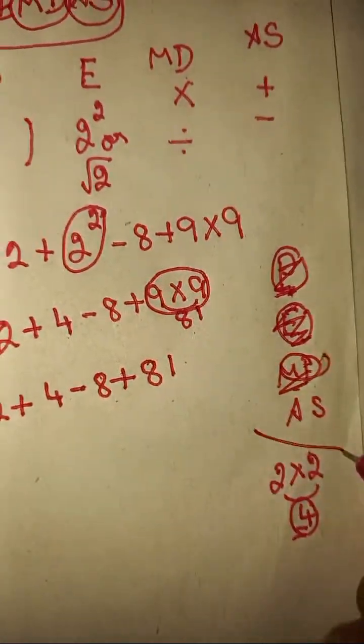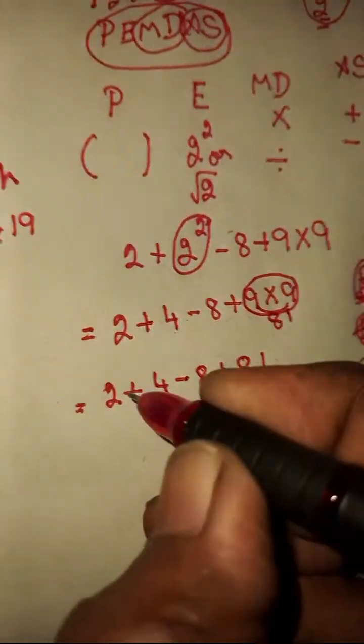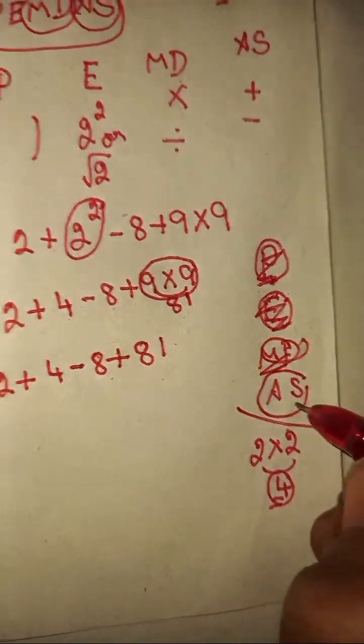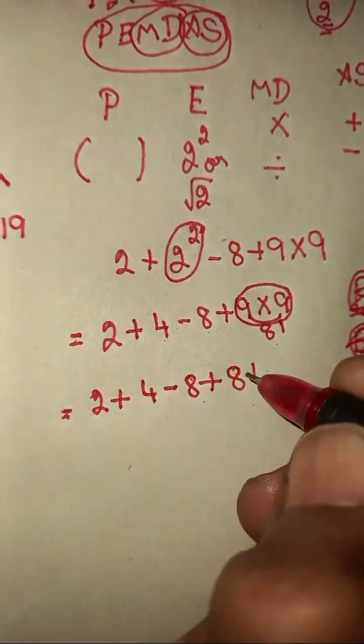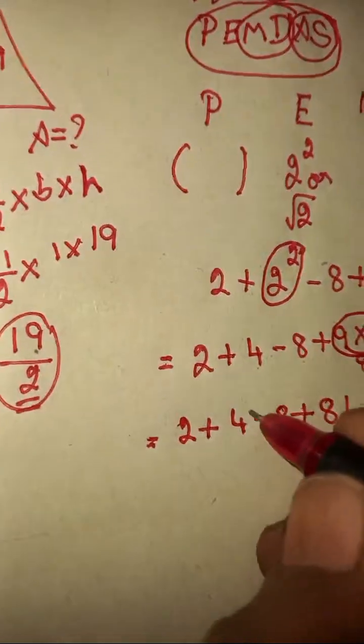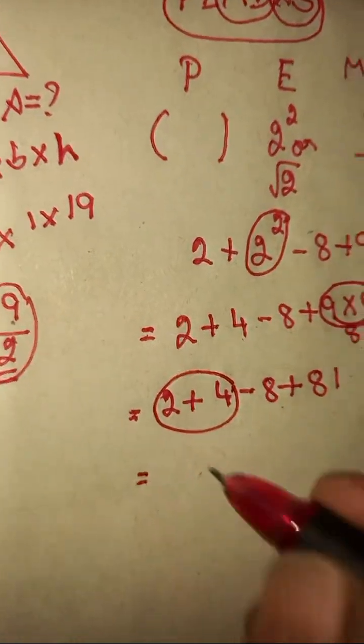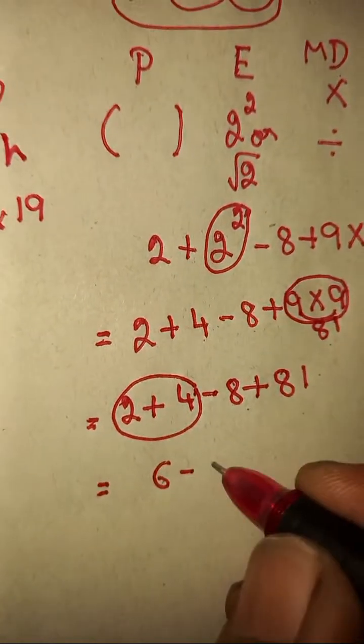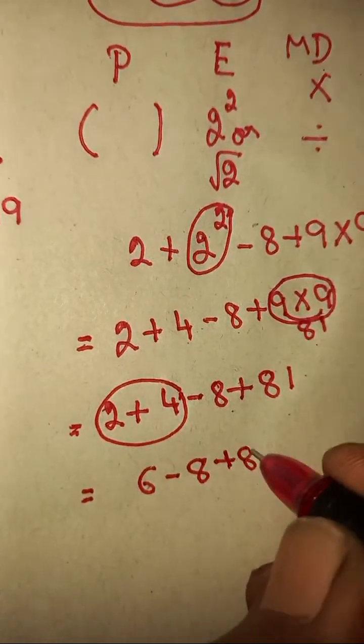This is also cleared. Adding and subtracting, when both of them are equal importance, do from left to right. Here first do this part, that is 2 plus 4, which becomes 6. The rest remains like that, minus 8 plus 81.